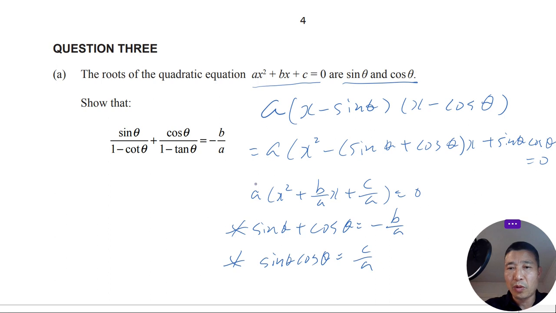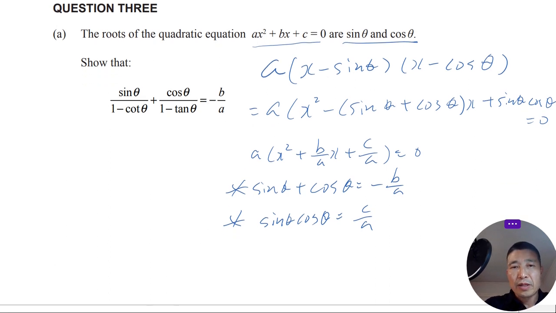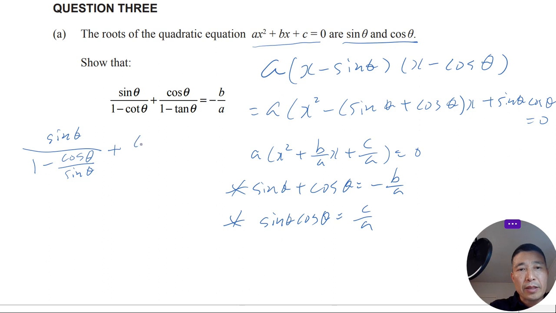Comparing these two equations. So now we handle this. So I hope when we simplify left hand side, we will have sine theta plus cosine theta. Hence, that is negative b over a, right? That's what we have to show. Now, from left hand side, I can say this is a sine theta over 1 minus cosine theta over sine theta, isn't it? Because it's cotangent theta. Plus cosine theta over 1 minus sine theta over cosine theta, isn't it?